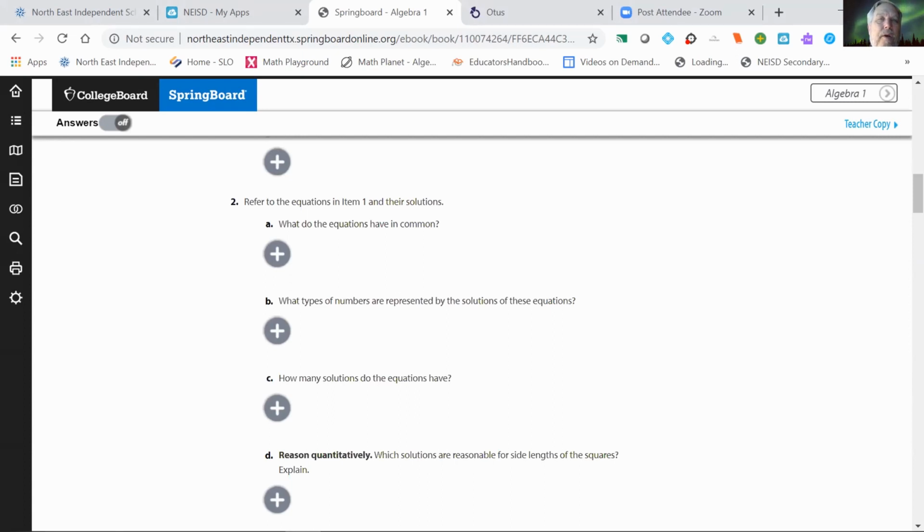And D, reason quantitatively. Which solutions are reasonable for side length of the squares? Well, a side length is a distance. And the question is, can we have a negative number as a distance? And you're all sitting there right now going, no. That's true. We cannot have negative numbers. So even though mathematically you have positive and negative versions, the only ones that make sense to answer the question are the positive numbers.